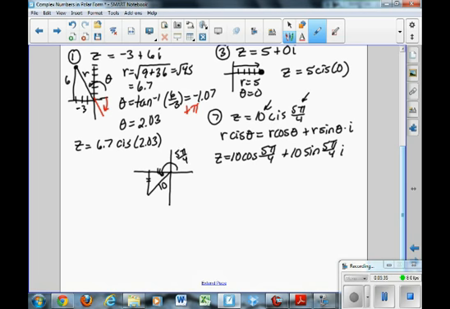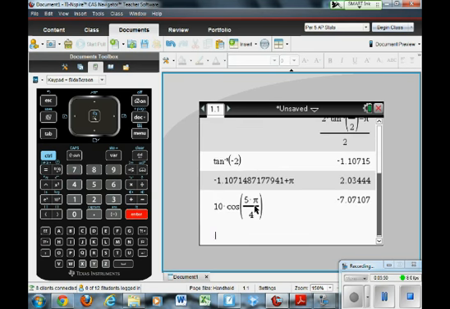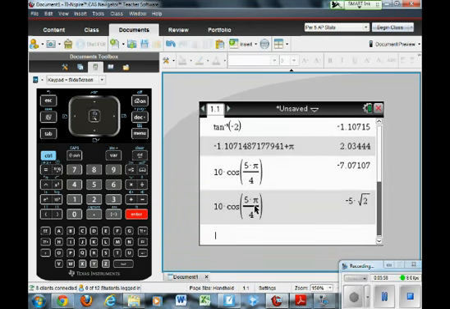So let's just check that out on the calculator. If I do 10 cosine 5 pi over 4, I don't like how long this thing takes me to type, but I'll get it done. Okay. Now, actually, I think I did a control enter. I just wanted to do enter and get the exact value. There we go, negative 5 square root of 2.